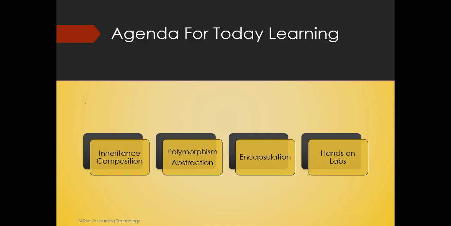Today we are going to cover the main OOPS concepts: inheritance, composition, polymorphism, abstraction, and encapsulation. If time permits, we will do the hands-on lab also. Otherwise, we will do it tomorrow. So can anyone tell me what is inheritance?